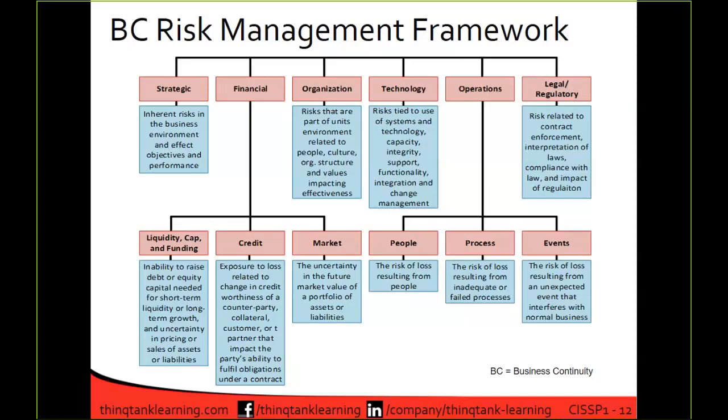And then finally, legal and regulatory. Risks related to contract enforcement, interpretation of laws, compliance with law, impact of regulation. Obviously, being with the Navy, of course, you have a lot of regulatory components that you have to follow, right? Being in the financial industry, you have a lot of regulatory components you have to follow, healthcare, etc. So this whole slide here really depicts what the whole goal of this first domain is, to go through all of these concepts here, all right? And we'll see that as part of our discussion.